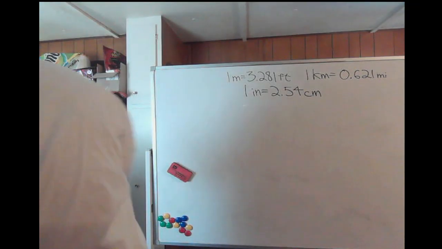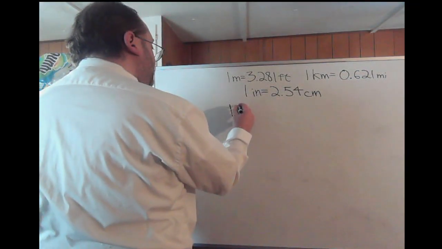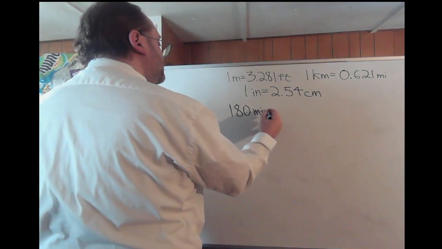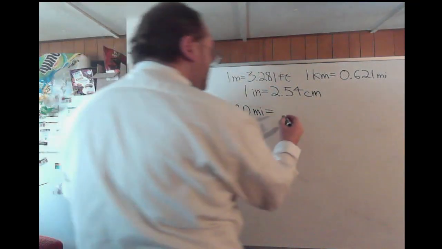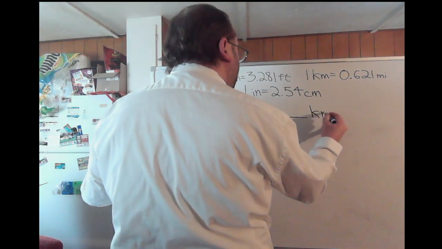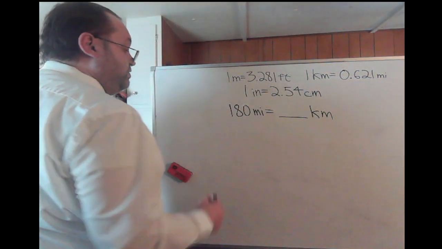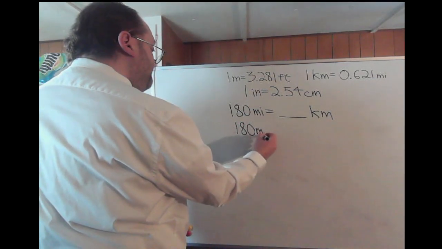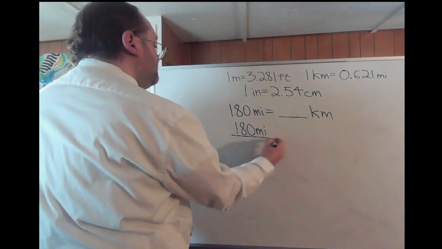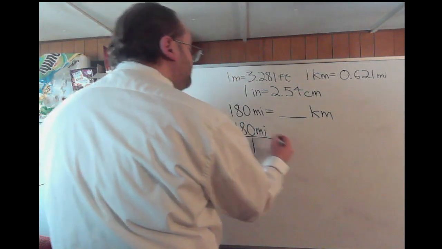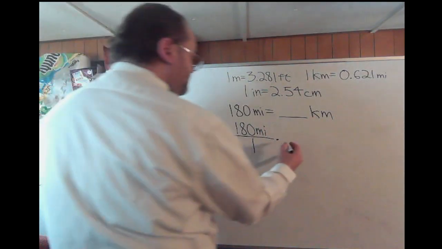Let's see. What about 180 miles? 180 miles is about the distance from Indianapolis to Chicago. 180 miles is equal to how many kilometers? So, of course, start with your 180 miles, right? Over some guiding 1. Now you want to get rid of miles, you want to have kilometers.